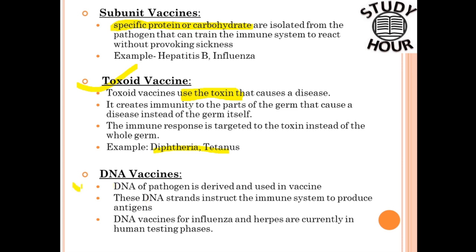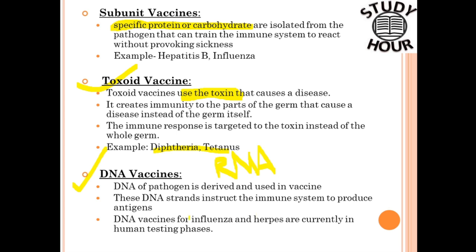Now comes the DNA vaccine. See, there are two types of genetic material, DNA and RNA. DNA is deoxyribonucleic acid and RNA is ribonucleic acid. DNA can be converted into RNA using transcription process, and the reverse can also happen using the reverse transcription process.